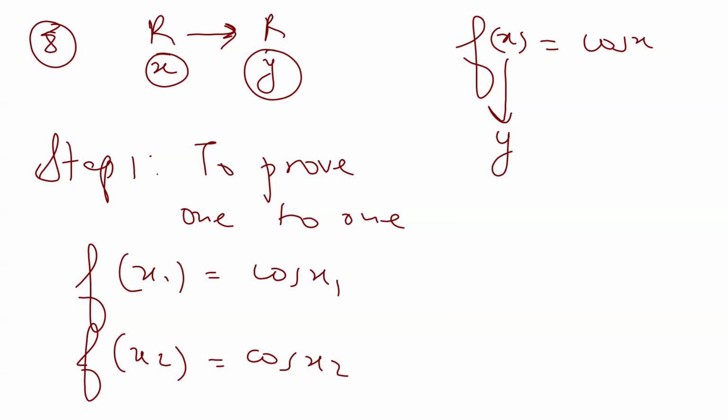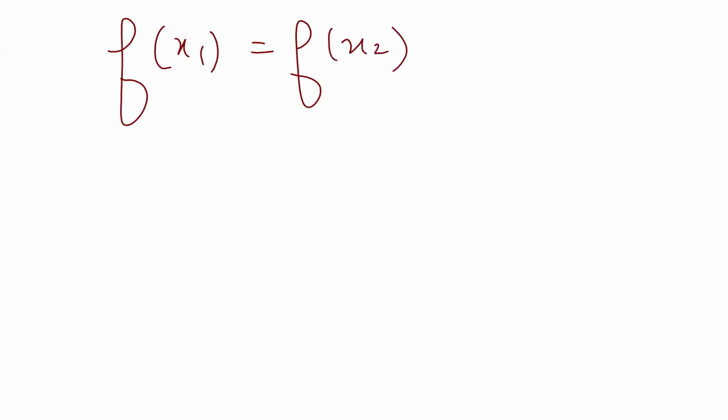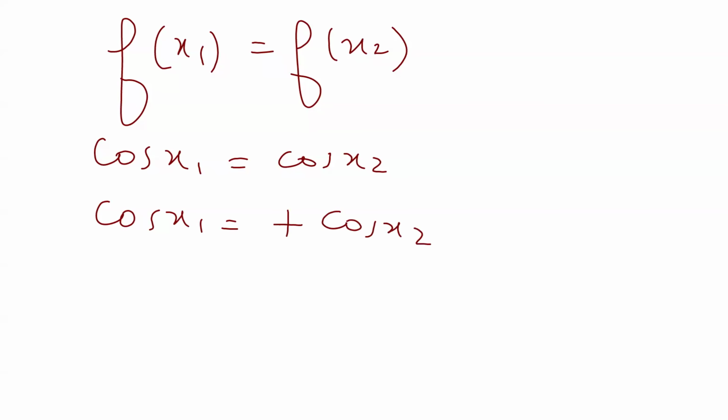Copy till here. I'll just wait. So f of x1 is equal to f of x2. We equate this. We get cos x1 is equal to cos x2. Now there are two cases over here. Try and understand how. cos x1 is equal to plus cos x2. I'm writing plus because this has a plus sign over here. Now cos is positive in which quadrants? It is the first and the fourth quadrant.